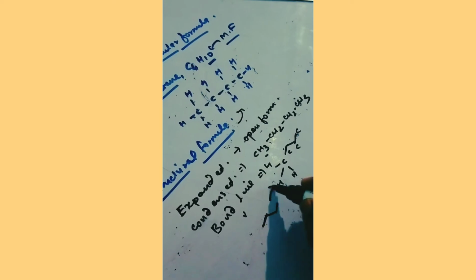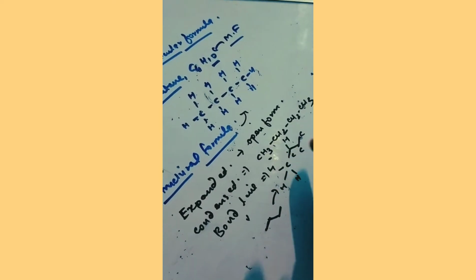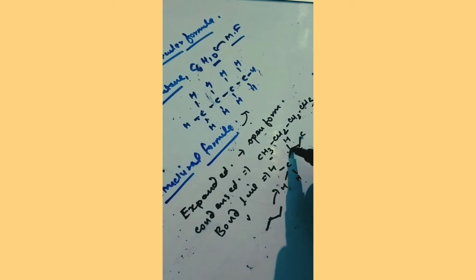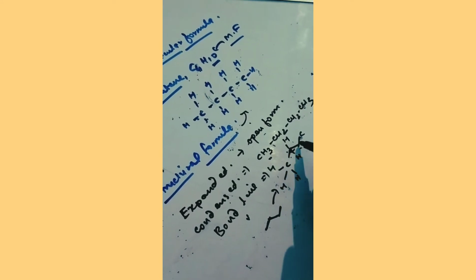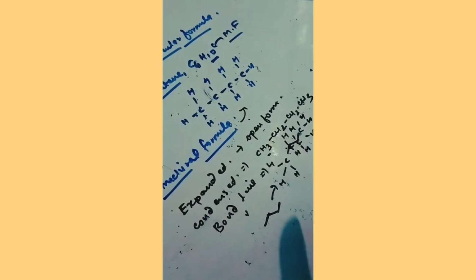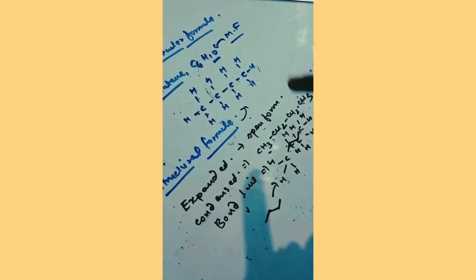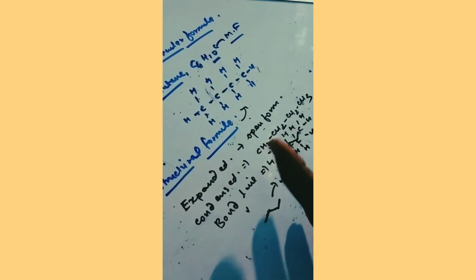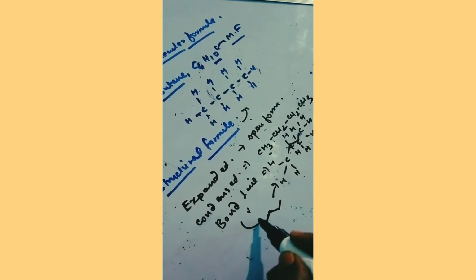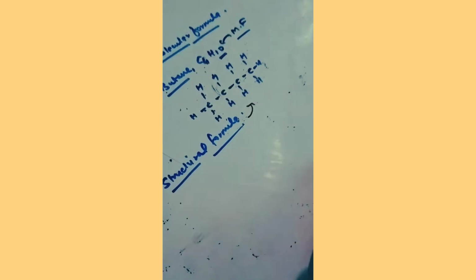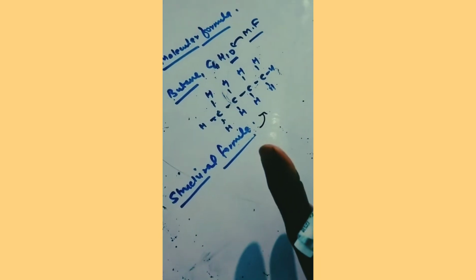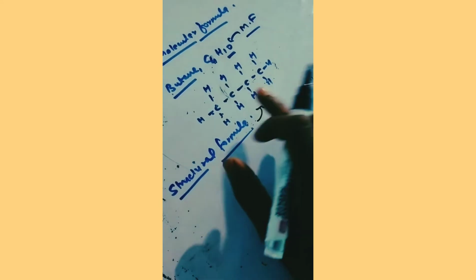If you open this structure you will see it looking like that, these are the hydrogens, because carbon has valency 4. This is the carbon, this is the carbon, and it attaches to 3. So you can represent this form either as this one, the expanded or open form, or as the condensed form, or you can represent it through this one. So these are the three ways by which you can represent the structure of butane.